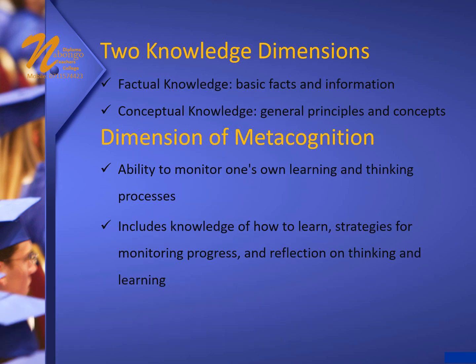In addition to the 6 levels of cognitive complexity, the revised Bloom's taxonomy includes 2 knowledge dimensions. Number 1. Factual knowledge. This dimension includes knowledge of basic facts and information, such as vocabulary or mathematical formulas. Number 2. Conceptual knowledge. This dimension includes knowledge of general principles and concepts, such as the laws of physics or the principles of economics.